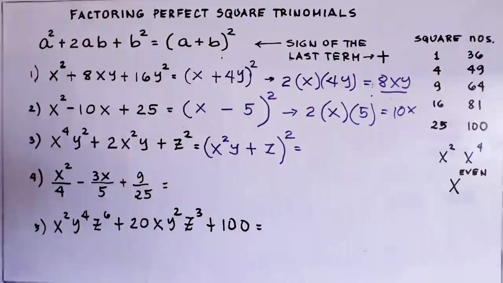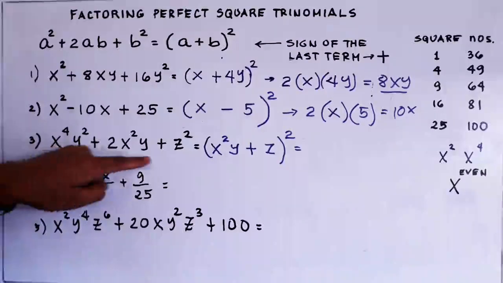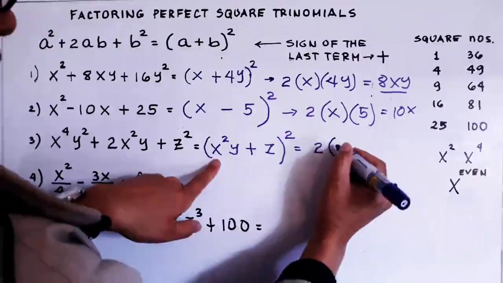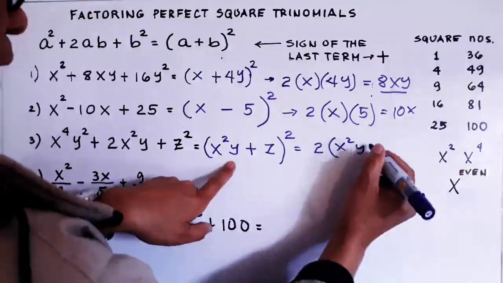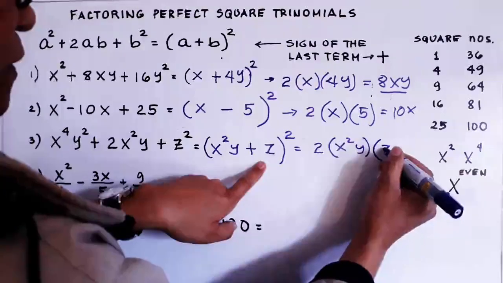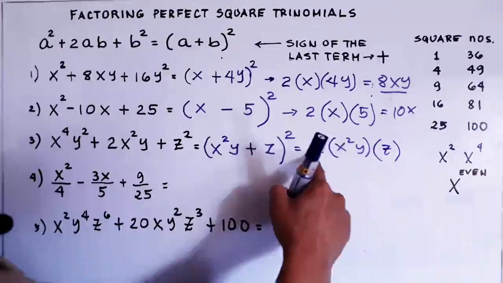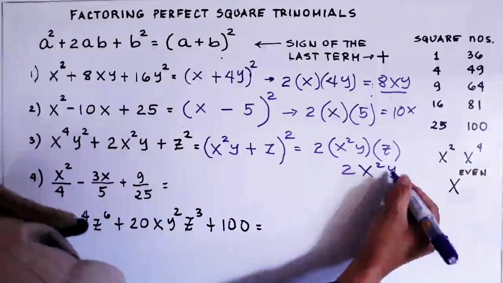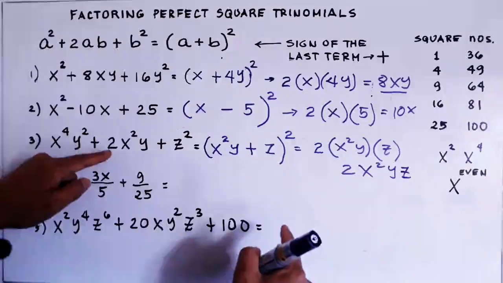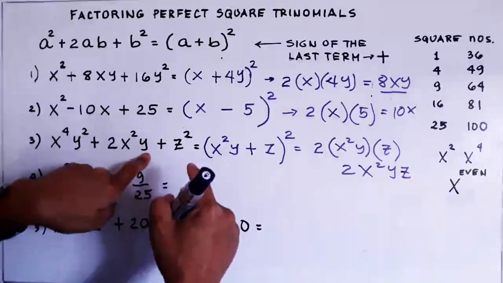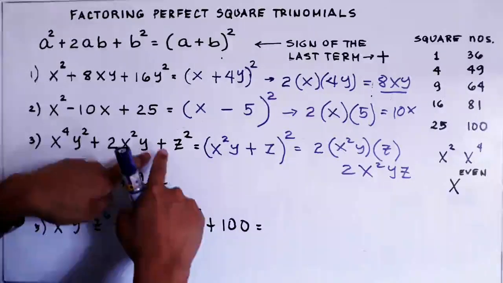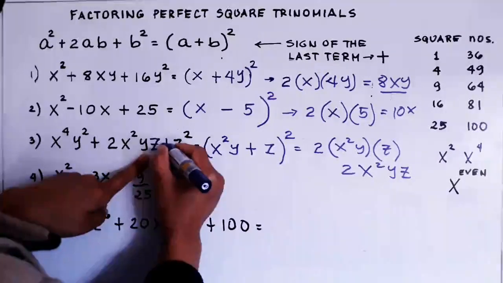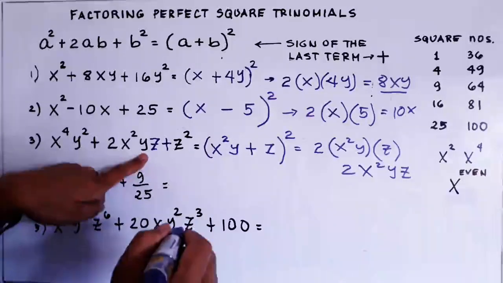Now let us check whether this one is a true perfect square trinomial. 2, don't forget the 2 here, and then copy the x squared, y, and then times the z. So we have still 2 here, multiply that one, x squared, y, z. Is this one 2x squared, y? Oh, it's not. I forgot the z, okay class? I'll put the z here to make it a perfect square trinomial. I forgot to put the z. So it's now a perfect square trinomial.